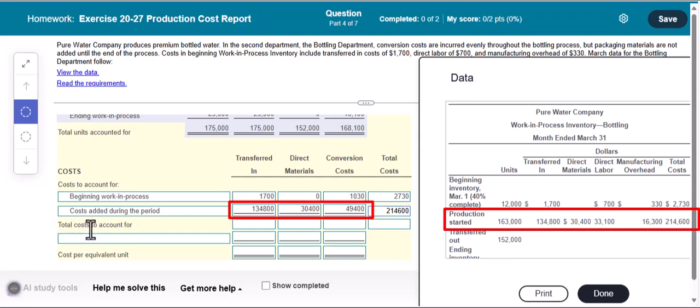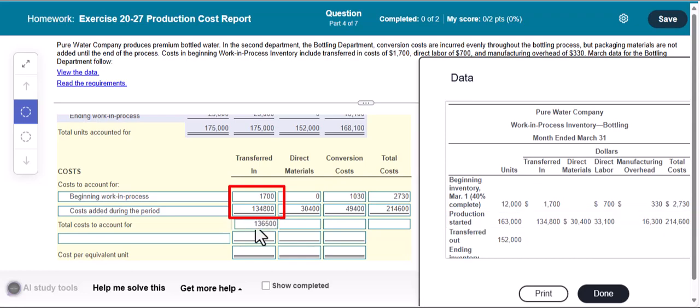So then for the total cost to account for, that's just some addition here. So add each of these columns. So 1,700 plus the 134,800, that is 136,500. And then this one plus 0, so it just stays 30,400 for the direct materials. For conversion costs, it's going to be 50,430. And then total costs added together is going to be 217,330.